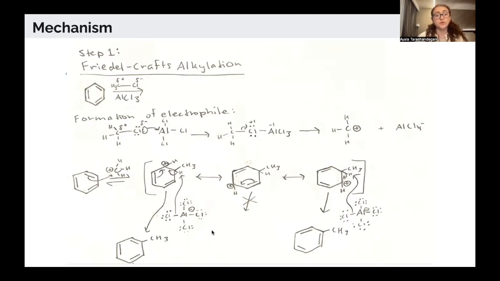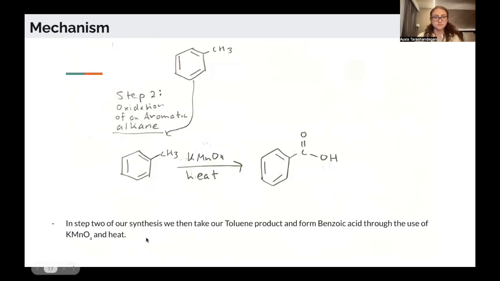We then bring in our AlCl4 negatively charged molecule. It's going to come, attack the ring, remove the H, that bond then collapses, and we have the formation of our benzene ring and a methyl group attached to it, also known as toluene. Once we have toluene, we can then use the mechanism of oxidation of an aromatic alkane, and here we use permanganate and heat to then form a carboxylic acid.